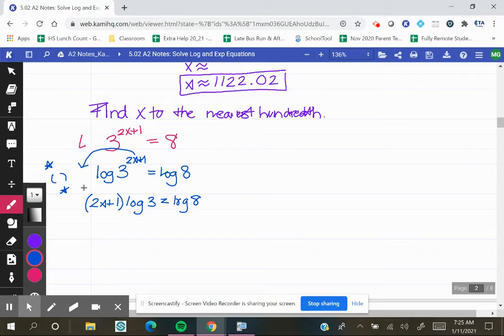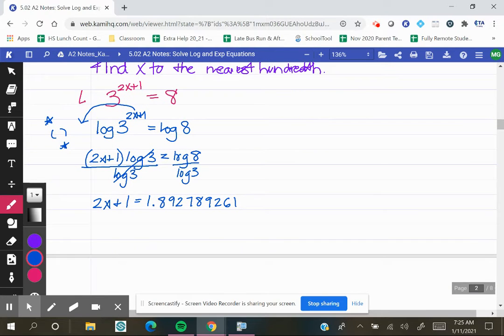All right, so now I'm going to solve for x. To do that, first I would divide both sides by log of 3. And now I'm going to go to my calculator and type in log of 8 divided by log of 3. I'd like you to go ahead and type that into your calculators and get a decimal. Your decimal should be 1.892789261.